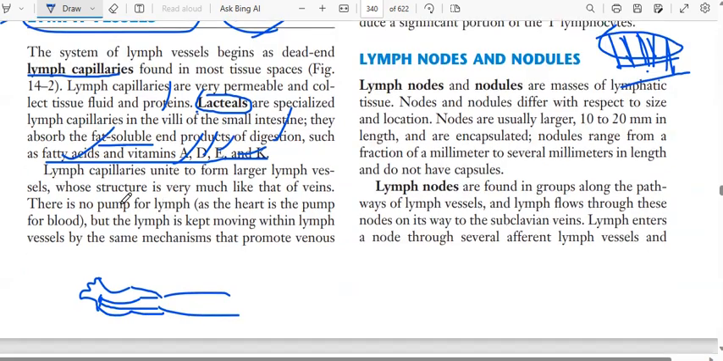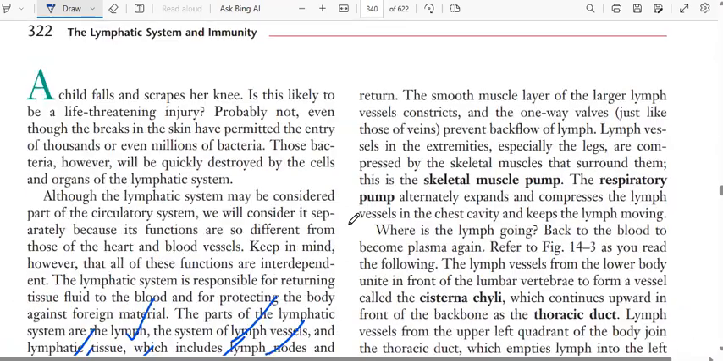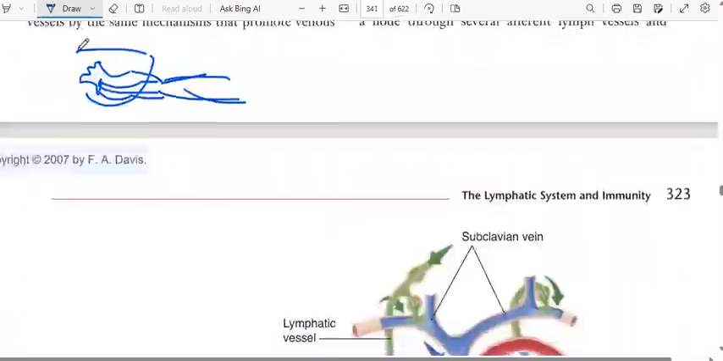Okay, next, lymph capillaries unite to form large lymph vessels. So here a lymph capillary is there. This is the lymph vessel, whose structure is very much like that of veins. There is no pump for lymph as the heart is the pump for blood. But the lymph is kept moving within the lymph vessel by the same mechanism that promotes venous return. So here the lymph capillaries are filled with lymph. So lymph reaches the large lymphatic vessels.